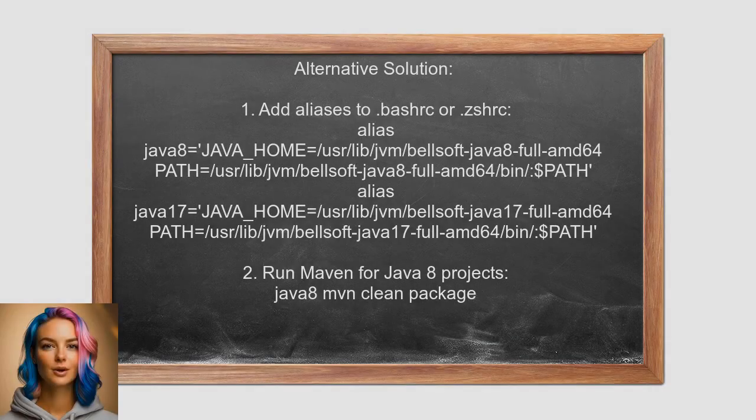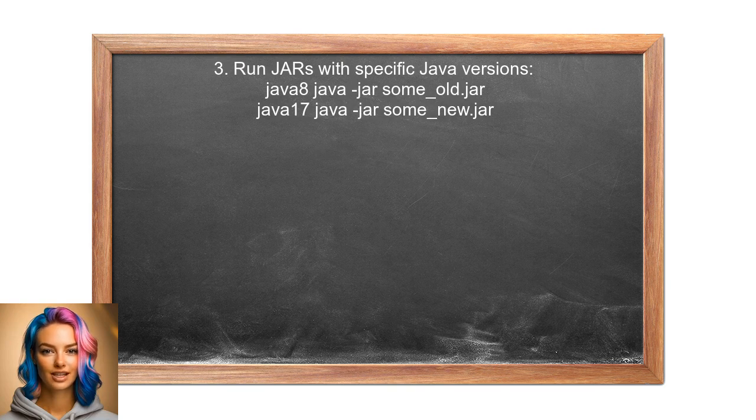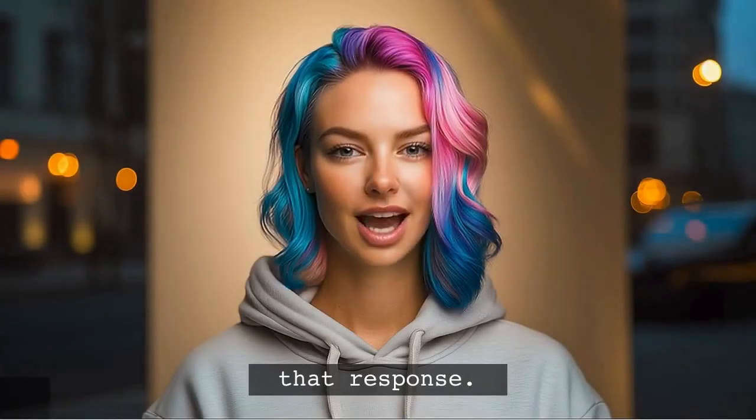An alternative solution from another user involves managing multiple Java versions without constantly switching them. They suggest adding aliases to your startup scripts, like bashrc or zshrc, to easily set the Java home and path for Java 8 and Java 17. That's all for that response.